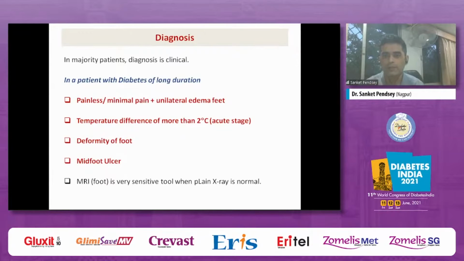Any patient with diabetes and neuropathy presenting with deformity, one should suspect Charcot, and also any patient who presents with a mid-foot ulcer, which is an atypical site for a neuropathic ulcer. Neuropathic ulcers are more common in the forefoot or maybe on the ball of the heel. But if there is an ulcer in the mid-foot area, it is almost pathognomonic of Charcot foot. In patients with a high index of clinical suspicion, if X-ray is not showing any features, then one should proceed with MRI foot, which is a very sensitive tool to detect Charcot foot even before a fracture occurs.